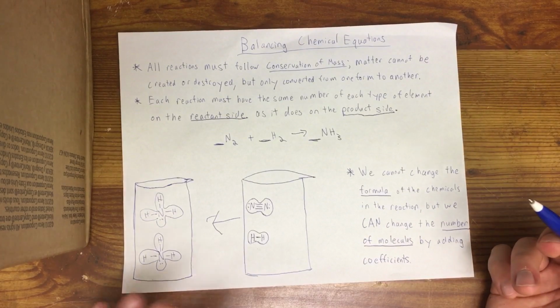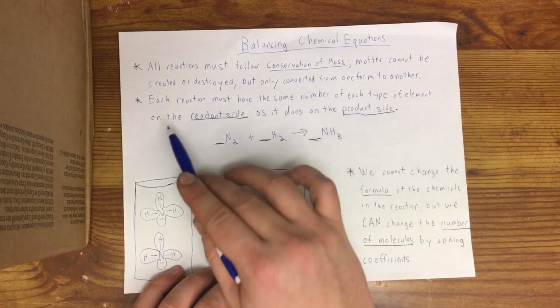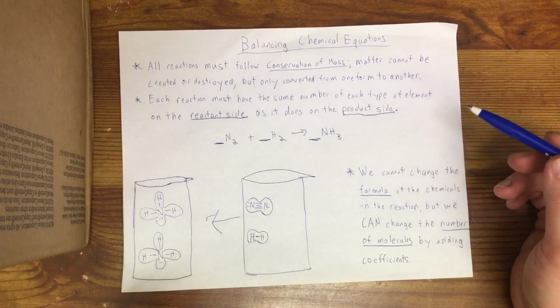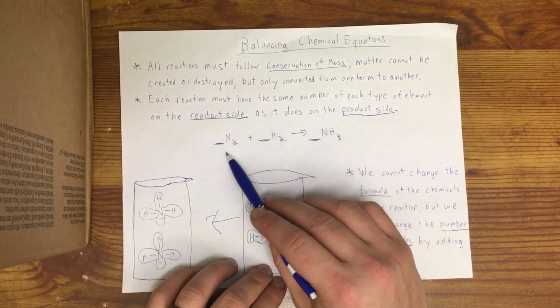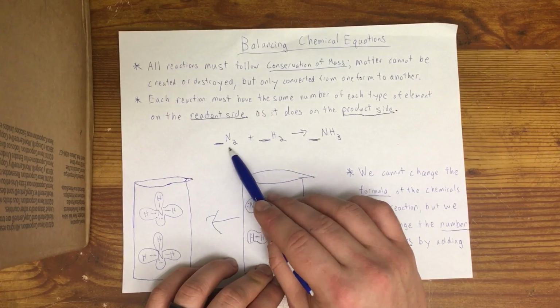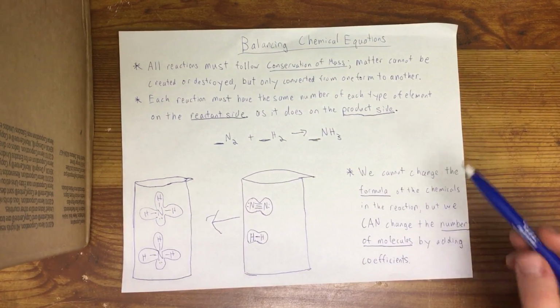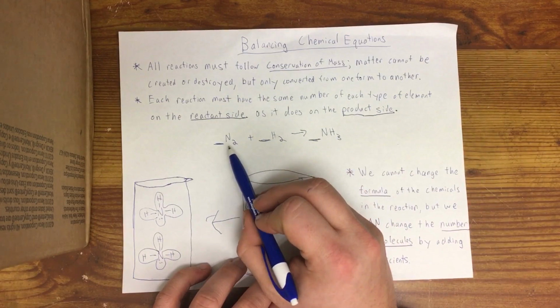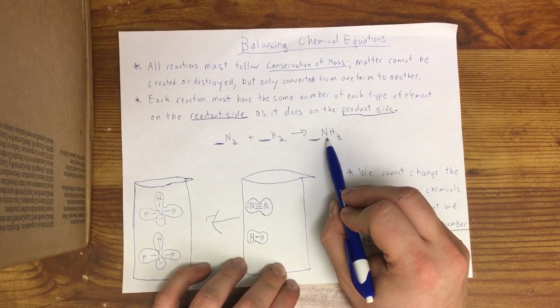So how do we know that an equation is balanced? Well, an equation is balanced if it has the same number of each type of element on the reactant side as it does on the product side. So if we look at an example equation, like the one I have written here, which is the reaction of nitrogen gas with hydrogen gas to form ammonia. This is the unbalanced equation. So right now, we have two nitrogen atoms on this side of the equation, but only one nitrogen atom on this side of the equation.